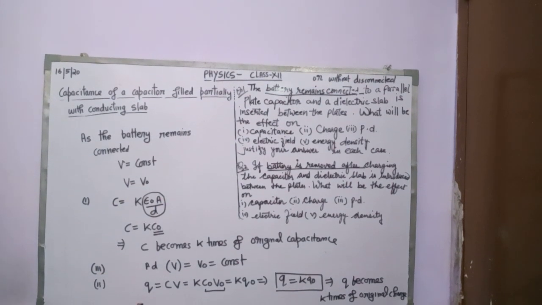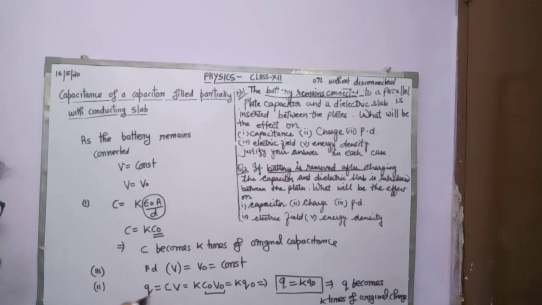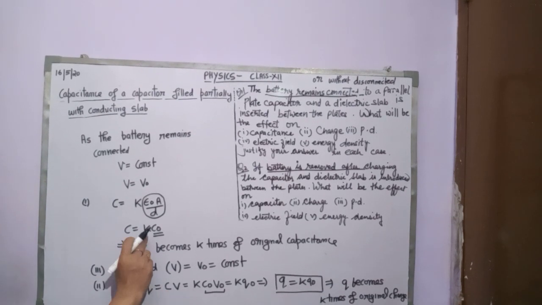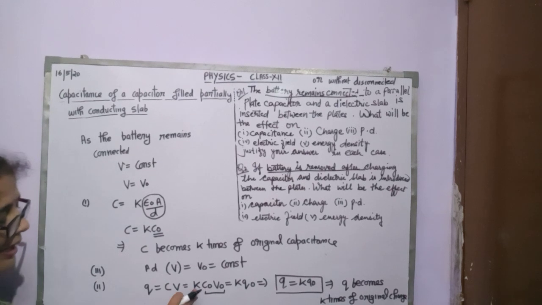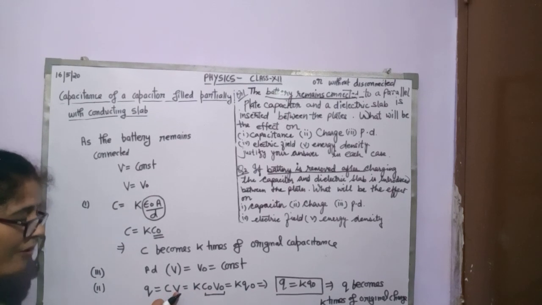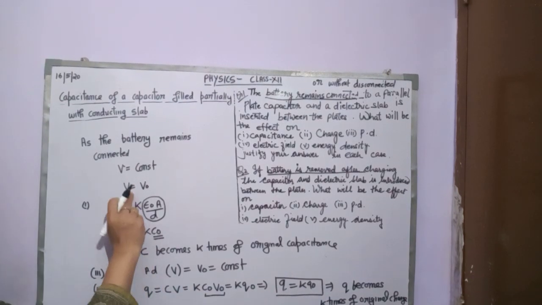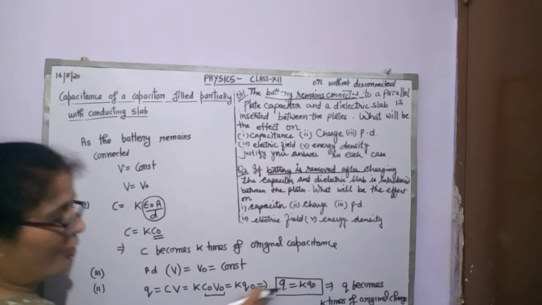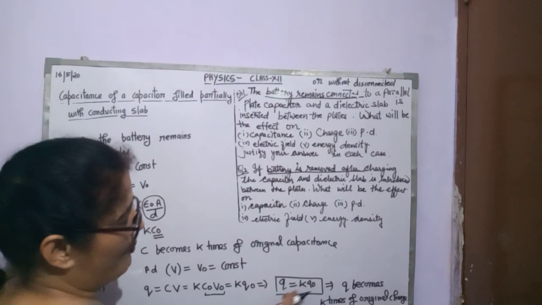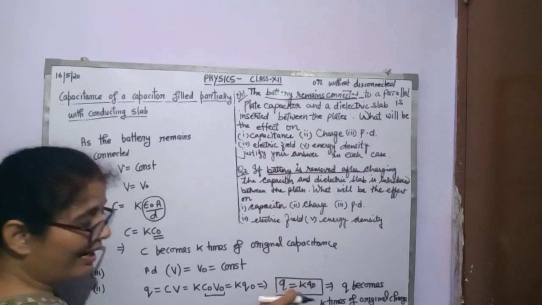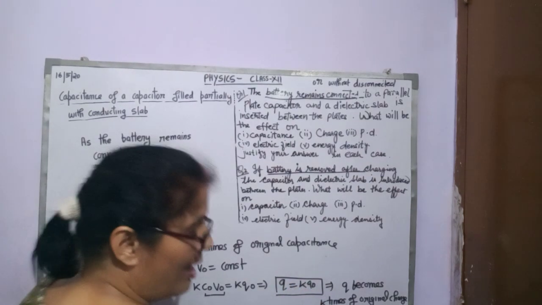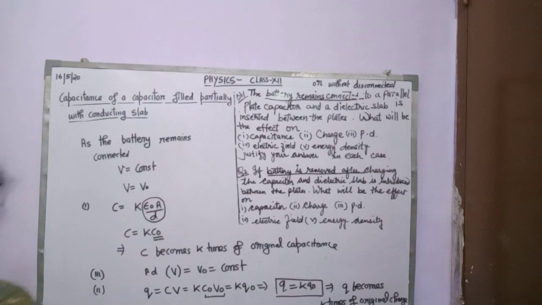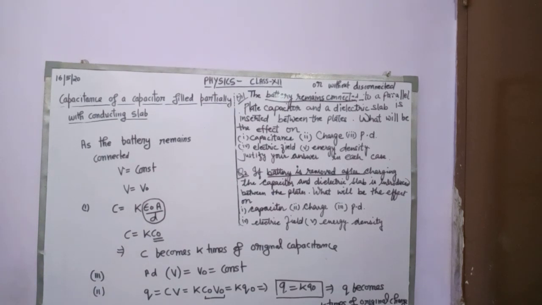Now the second one is Q. What is the relation between Q, C and V? Q is equal to CV. Now substitute the value of C. This becomes equal to K C naught. And what about V? V is equal to V naught. Substitute here, C naught V naught. That means Q naught. Q is equal to K Q naught. This implies that Q becomes K times the original charge when the dielectric slab is not inserted between the plates.